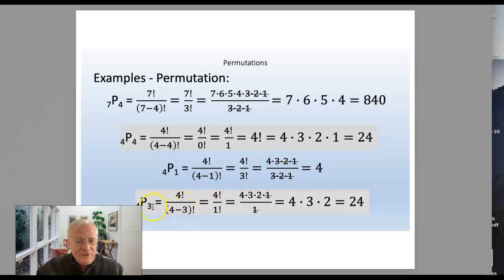The last one here I want you to notice is that 4 permutate 3 is equal to 24. That's the same as 4 permutate 4. And the reason for that is if you think of the 4 permutate 4, I could just take 1 out each time. There's still 24 ways to arrange it.